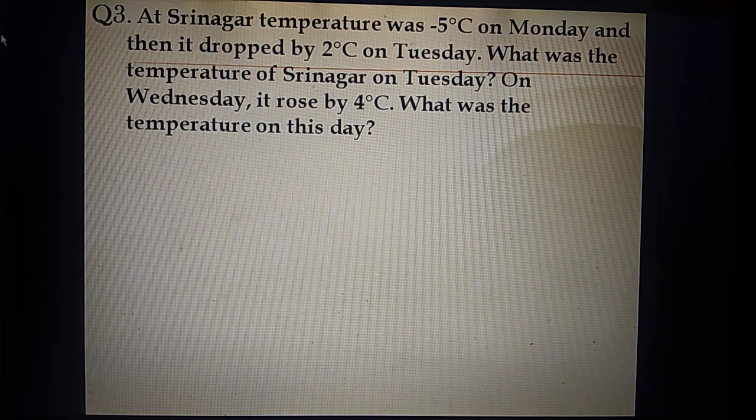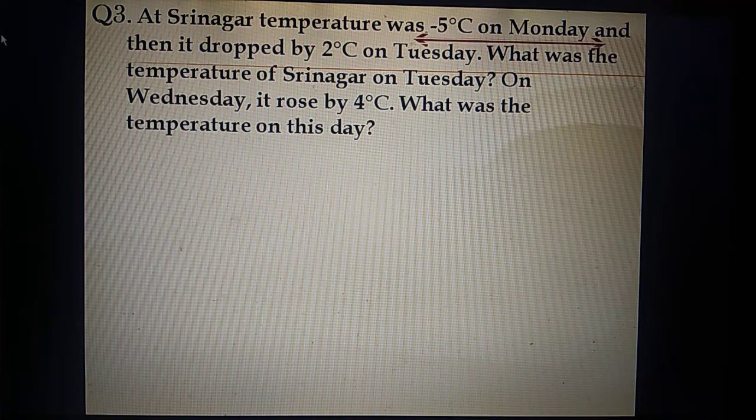Moving to question number 3. At Srinagar, temperature was minus 5 degrees Celsius on Monday and then it dropped by 2 degrees Celsius on Tuesday. What was the temperature of Srinagar on Tuesday? So, temperature of Tuesday we will find on the basis of Monday. On Wednesday, it rose by 4 degrees Celsius. What was the temperature on this day? Yes, temperature on Wednesday we will find with respect to Tuesday.